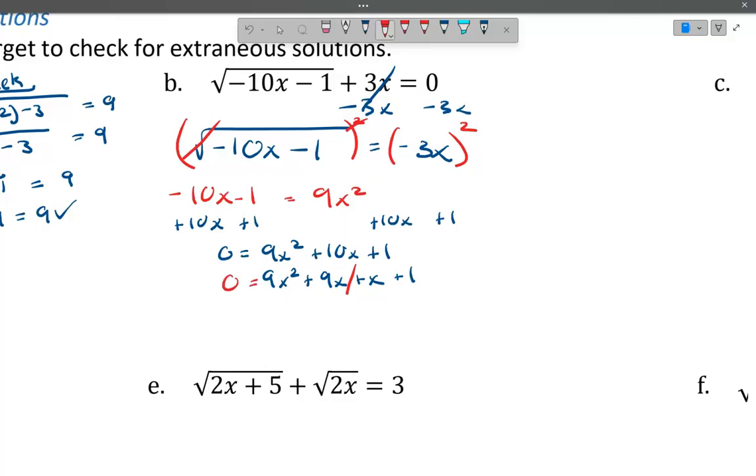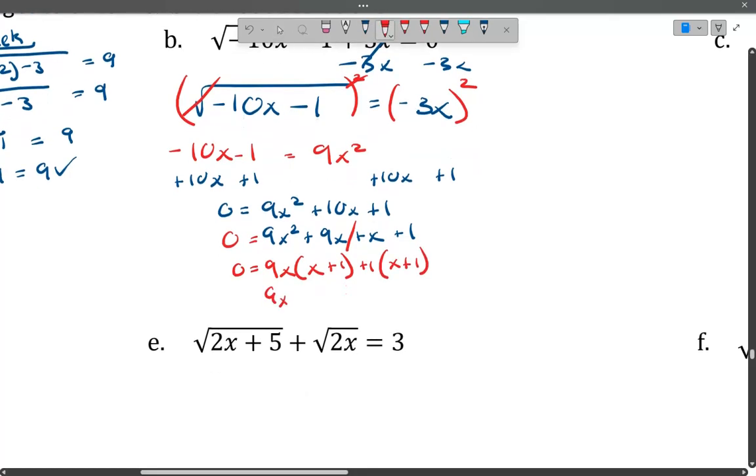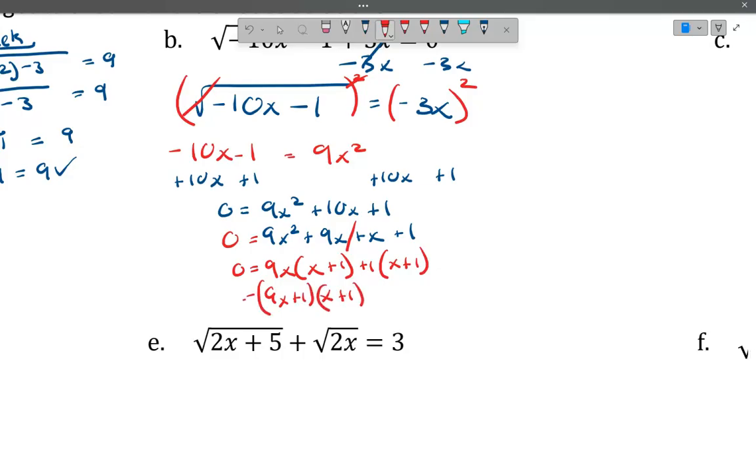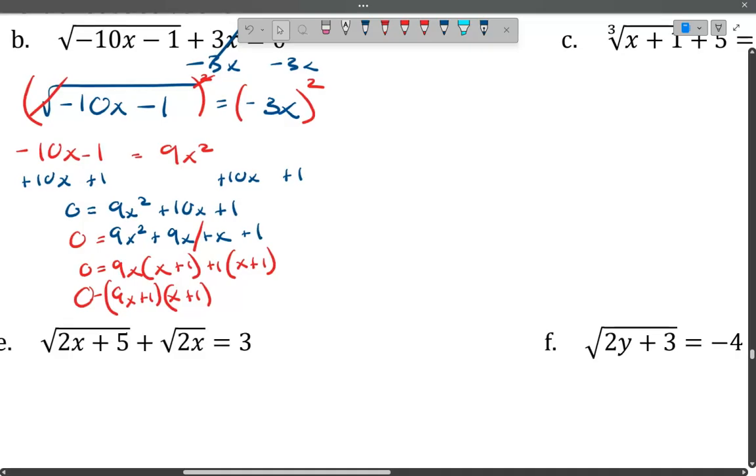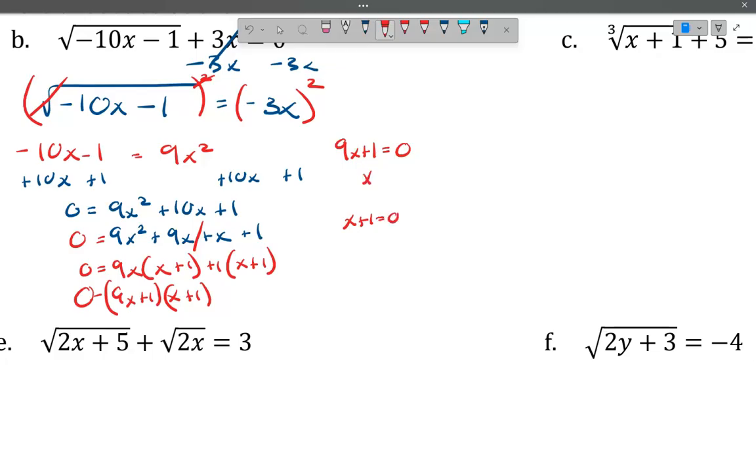If you're rusty on the factoring, you can go back to Unit 5 and brush up on the factoring skills from there. It's been a little while since we've used those skills, but they are still necessarily important. So we have 9x plus 1 and x plus 1. Now that it's factored, we can apply the zero factor property, set both factors equal to 0. So we get x equals negative 1/9, and we get x equals negative 1.